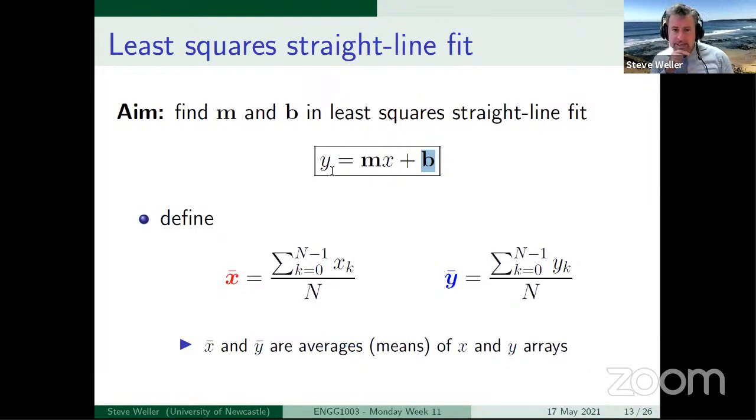Now, I've introduced two quantities here on this slide. This is not the equations. The equations for the M and B come on the next slide. But what you see on this slide are two expressions that will appear in those equations. I've indicated them here as X bar and Y bar. You might recognize them as being the averages or the means of the X and Y arrays. So for the example of the equation for X bar, it's the sum of the X values divided by the number of the values. So it's the average.